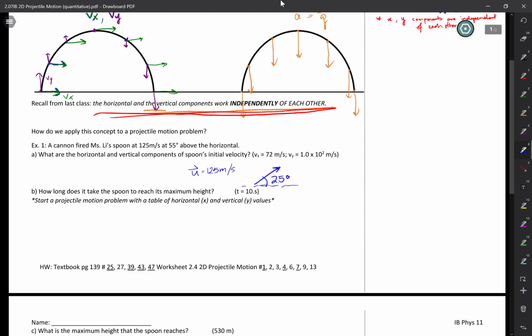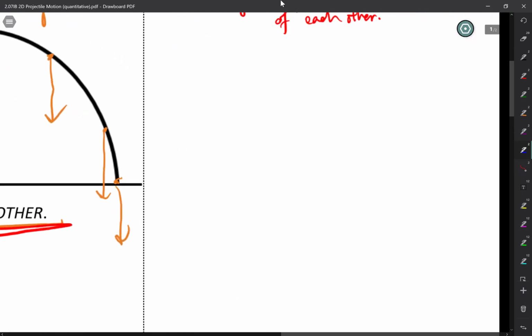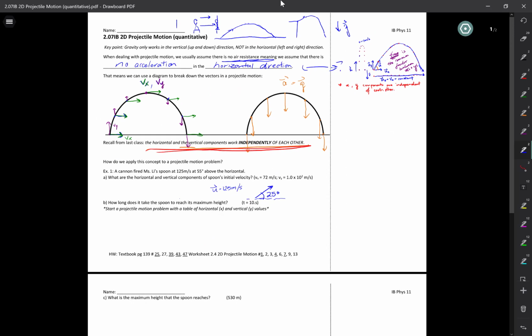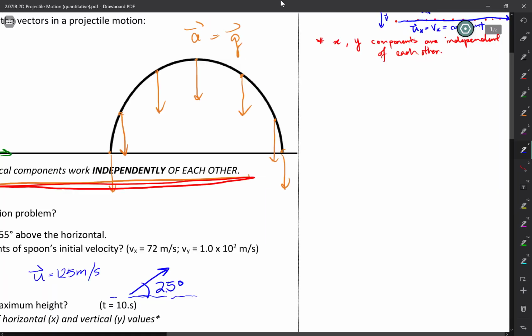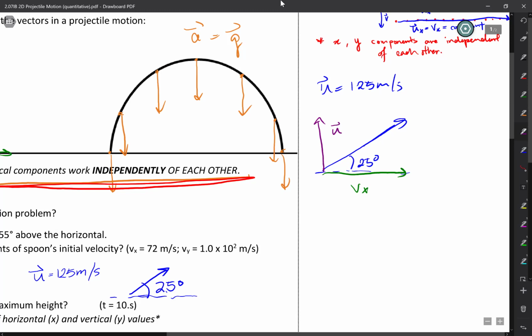So we draw this over here where I'm going to show the work. And the first thing ever when you're doing a 2D projectile motion is, if you don't know what to do, break down the vectors into their components first. That shouldn't take any thought in terms of solving the problem. Just do that first. So I'm going to draw it here. Initial velocity is 125 meters per second with an angle of 25 degrees. We're going to find the horizontal component as well as the vertical component.